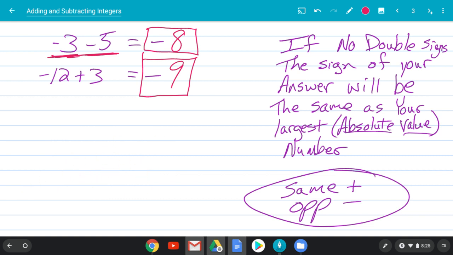Let's try a couple more. -3 minus 5. Right away, I know my answer is going to be negative because my largest number is negative. I can see that my signs are the same. They're both negative. Since they're the same, I add the numbers. 5 plus 3 is 8. So -3 minus 5 is a -8. This looks so easy, doesn't it?